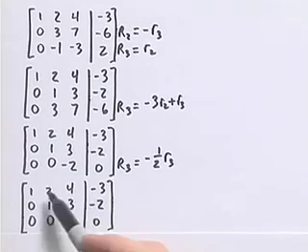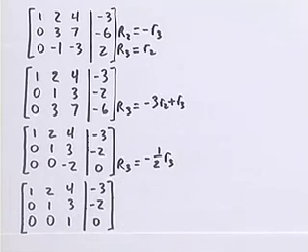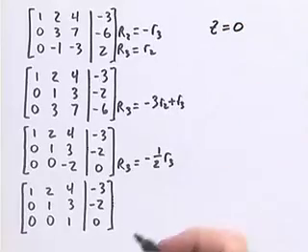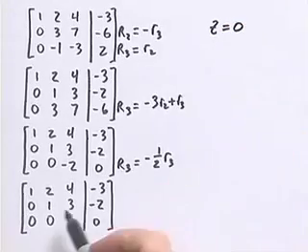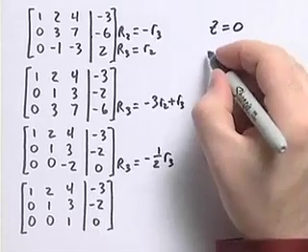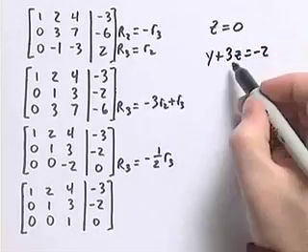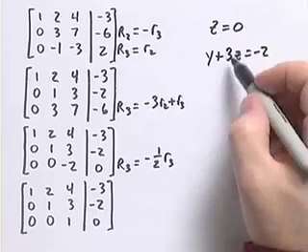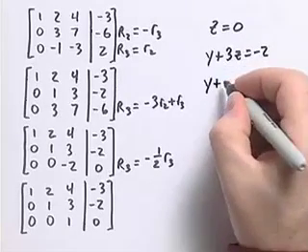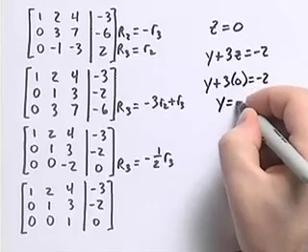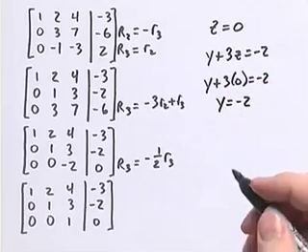Now we have our matrix in row echelon form. We can go ahead and solve the system using back substitution. This last row tells us that z is equal to 0. So we know the value for z. The second row gives us the equation y plus 3z equals negative 2. Since we know what the value of z is, we can plug that in, get y plus 3 times 0 equals negative 2. So y is equal to negative 2.